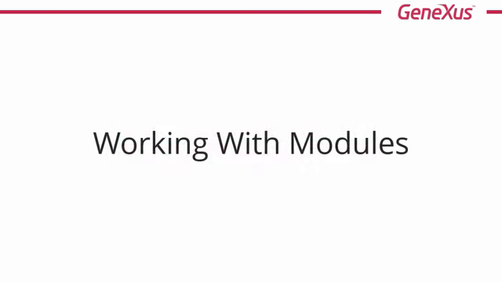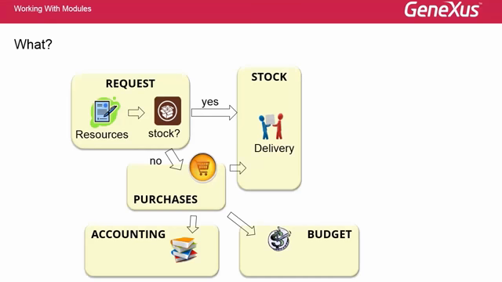Let's then start by considering how to work with modules from GeneXus. We'll start with an example of an ERP, like the one in the figure, where a resource is requested. If the resource is available on stock, it's delivered. Otherwise, a purchase order must be made to buy that product or the resource required. To that end, we must then verify the existence of a budget, in which case the purchase is made and later recorded in the accounting. Following the purchase of the resource, it's then delivered as previously.